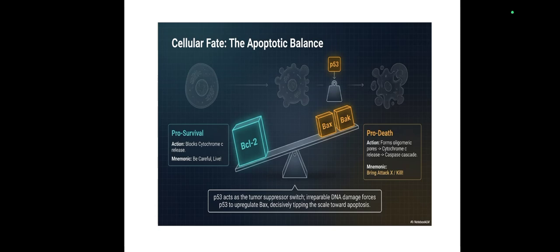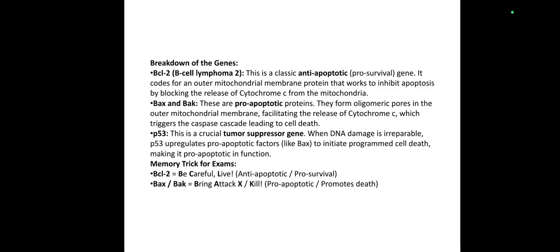To make sure you never mix these up under the exam pressure, memorize these two diagnostic mnemonics. BCL2 can be remembered as be careful, live. These are anti-apoptotic, pro-survival. Whereas BAX and BAC bring, attack, X or kill. Pro-apoptotic promotes death. Using our mnemonics, we can easily eliminate the others. The correct option is D, BCL2.